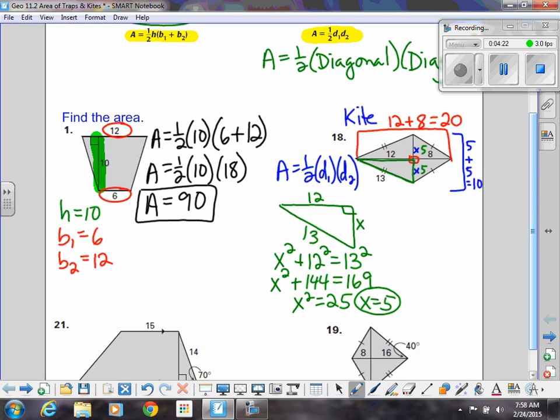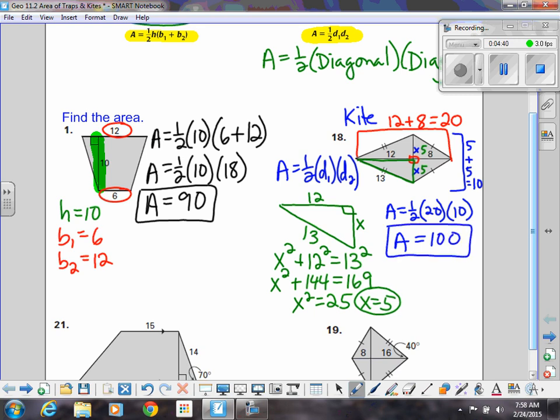All right, so let's plug in what we know. We have enough pieces now to do the area formula. So I'm going to have area equals 1/2. My first diagonal was 20. My second diagonal was a full length of 10. So I'm just going to multiply 1/2 times 20 times 10. And that gives me 100.